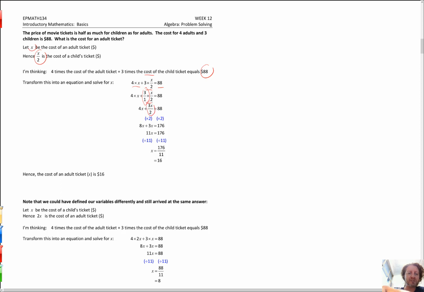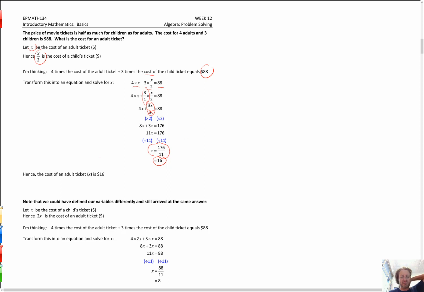And when 3x on 2 gets times by 2, that just gets rid of the 2 on the bottom. That's why we did it. So I get 8x plus 3x equals 176. I know 8x plus 3x is 11x. Now to get rid of this times by 11, I'll divide by 11, and I get x equals 176 on 11, which is 16. And since I defined what the question asked as x, there it is. The cost of an adult ticket, x, is $16.